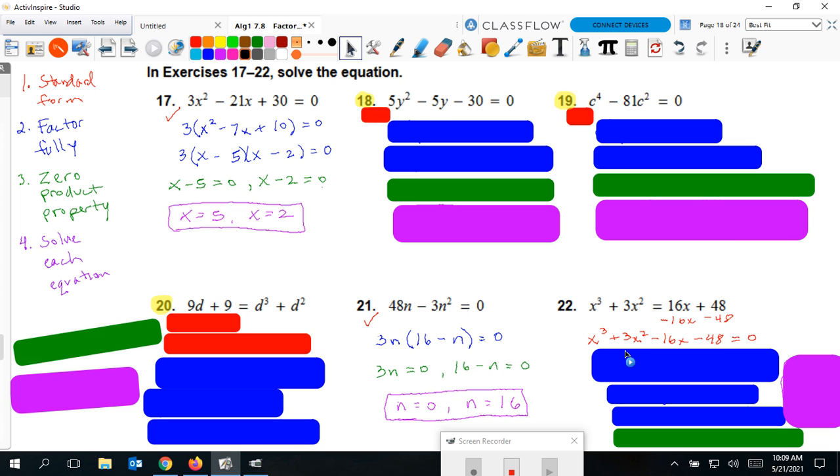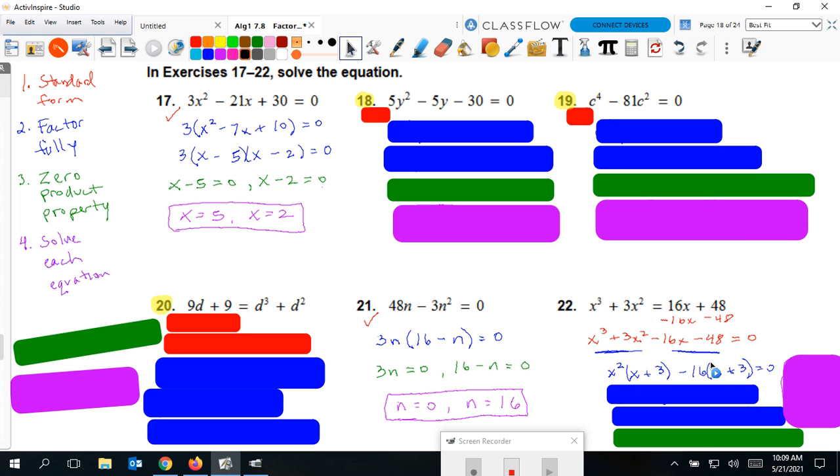And we're going to group the first two and group the second two. When I group these first two, we're going to factor out just an x squared from this group, leaving us with an x plus 3. That's what I'm getting here. If I divide each of these by x squared, take two x's out of this one, take the x squared, we still have the 3 there.